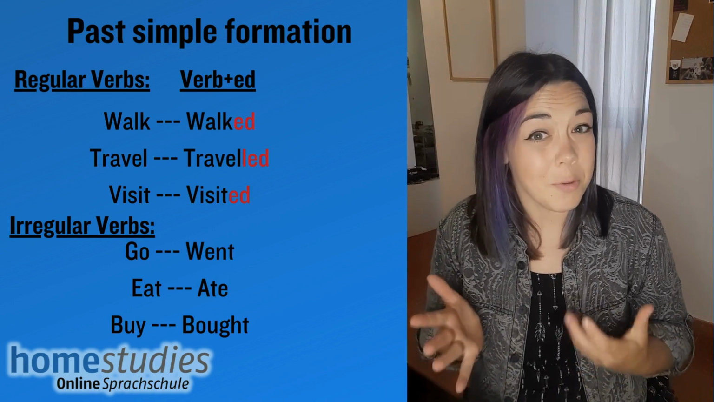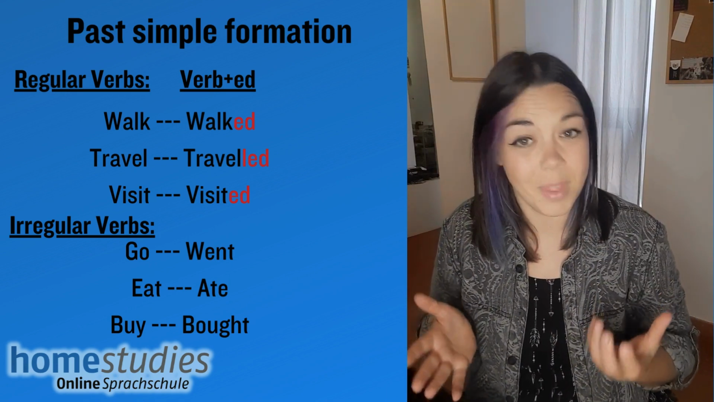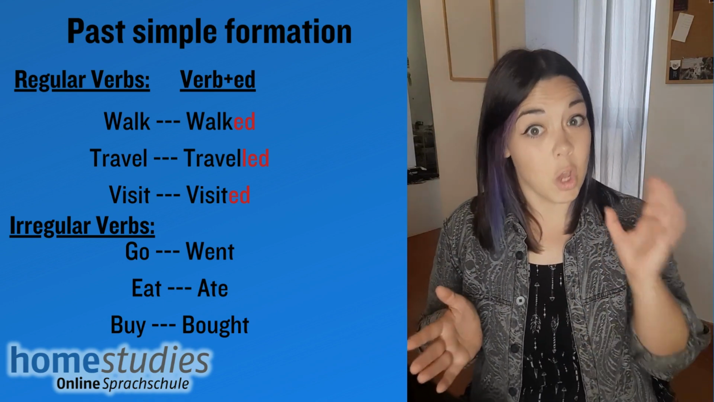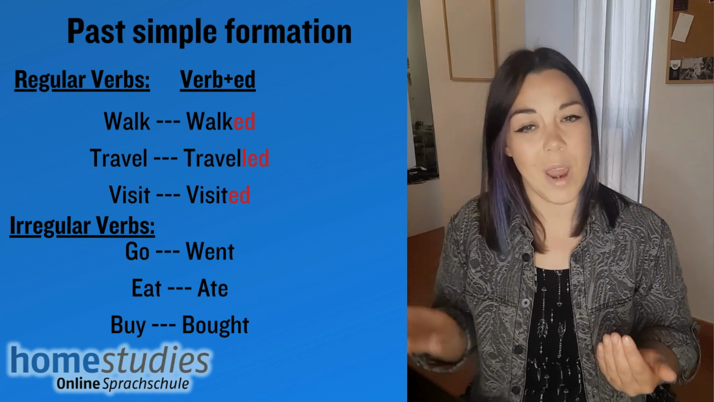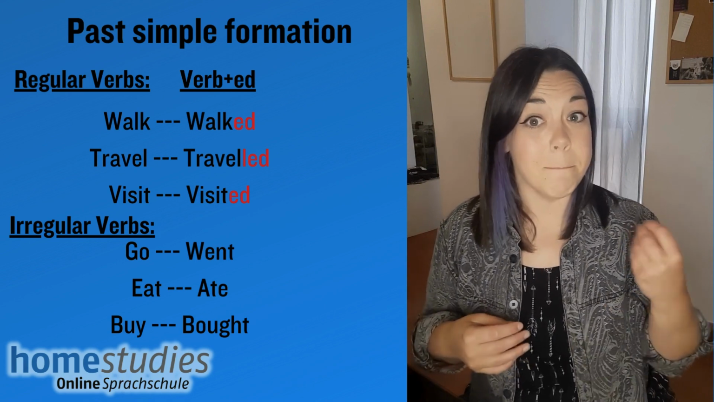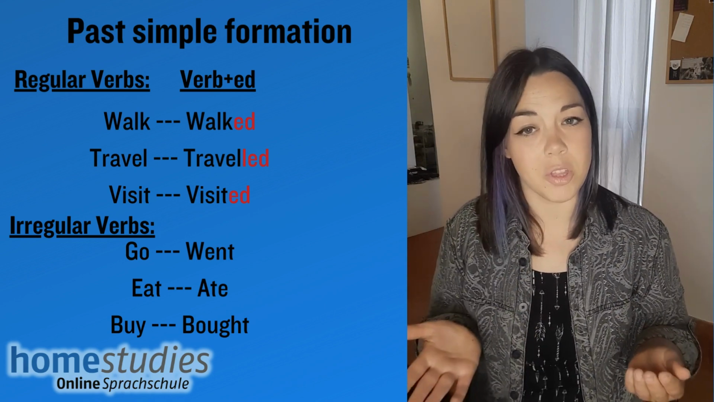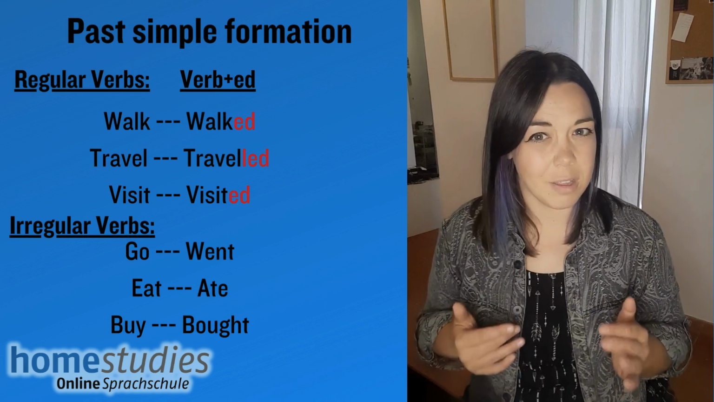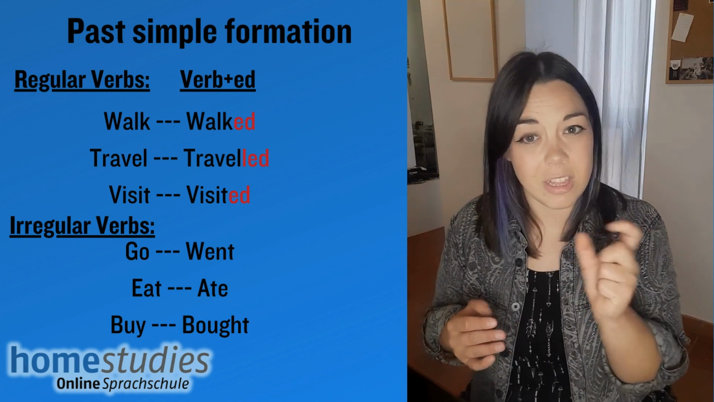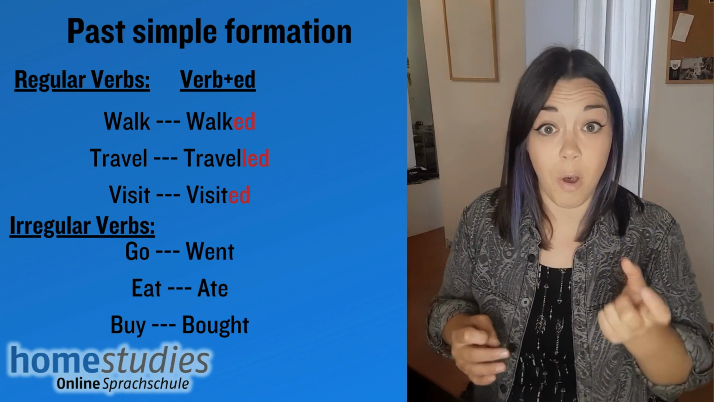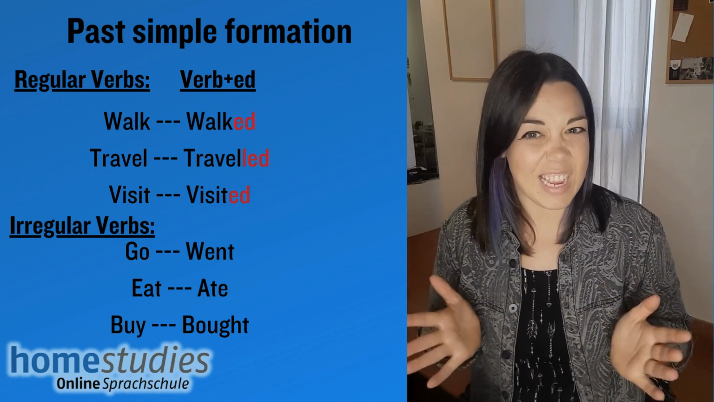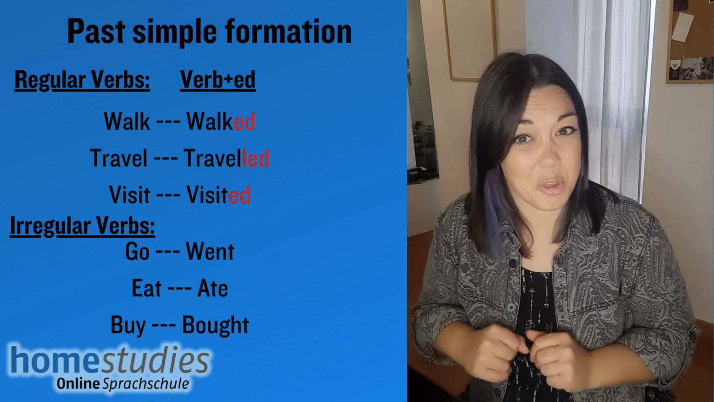Irregular verbs, on the other hand, don't follow a set pattern. So really the only way to learn these is to memorize them. However, let's take a look at some of the most common examples. Go becomes went. Eat becomes ate. Buy becomes bought. When you're studying these irregular verbs, you might notice some patterns that emerge, some similarities in the type of verb and then the type of past simple form that they take. But these are irregular, so you're just going to have to learn them, unfortunately.